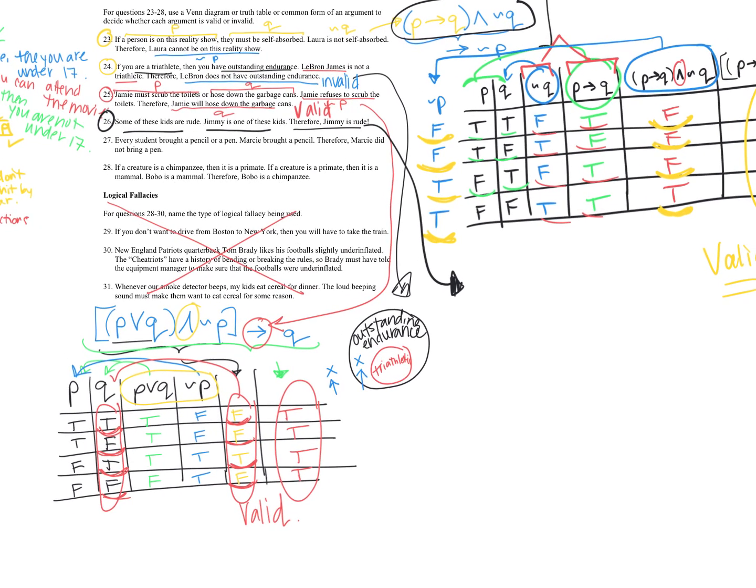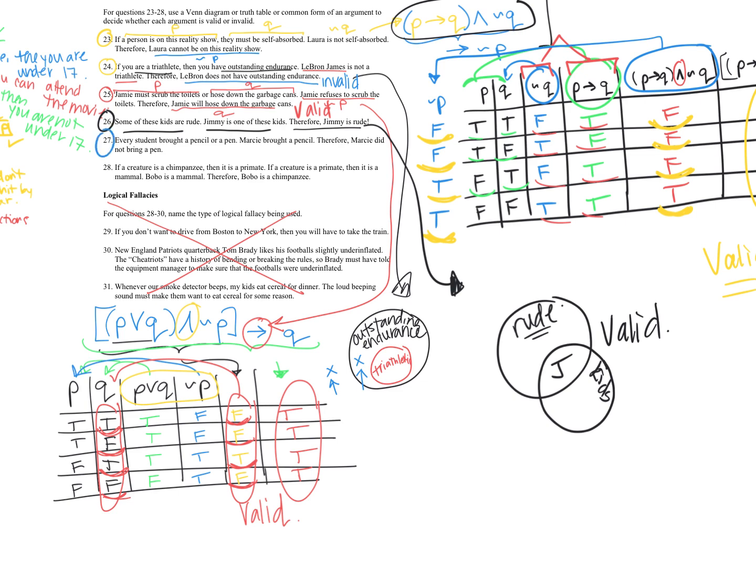It says some of these kids are rude. So if we look at all the rude people, we would have some kids in there. So there would be just an overlap, that there are some kids that are rude. Now it says that Jimmy is one of these kids. So that means that Jimmy is living inside that overlap. And therefore we know that if he's in that overlap, then he is in the rude circle. So Jimmy is rude. So that would be valid.